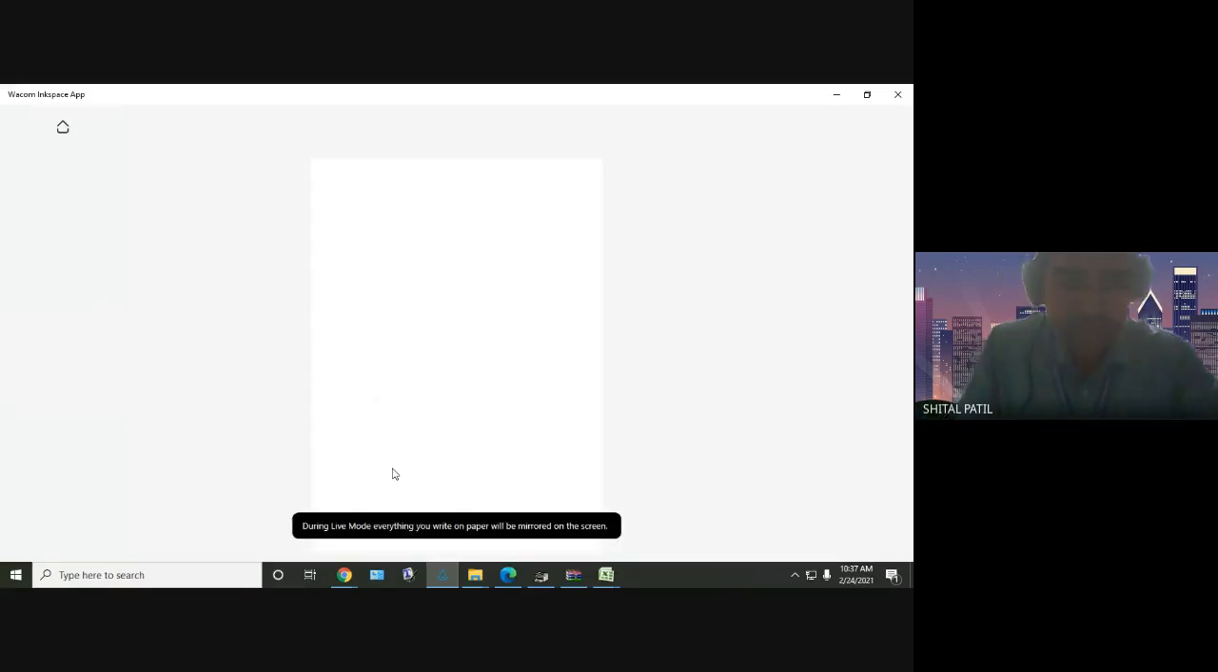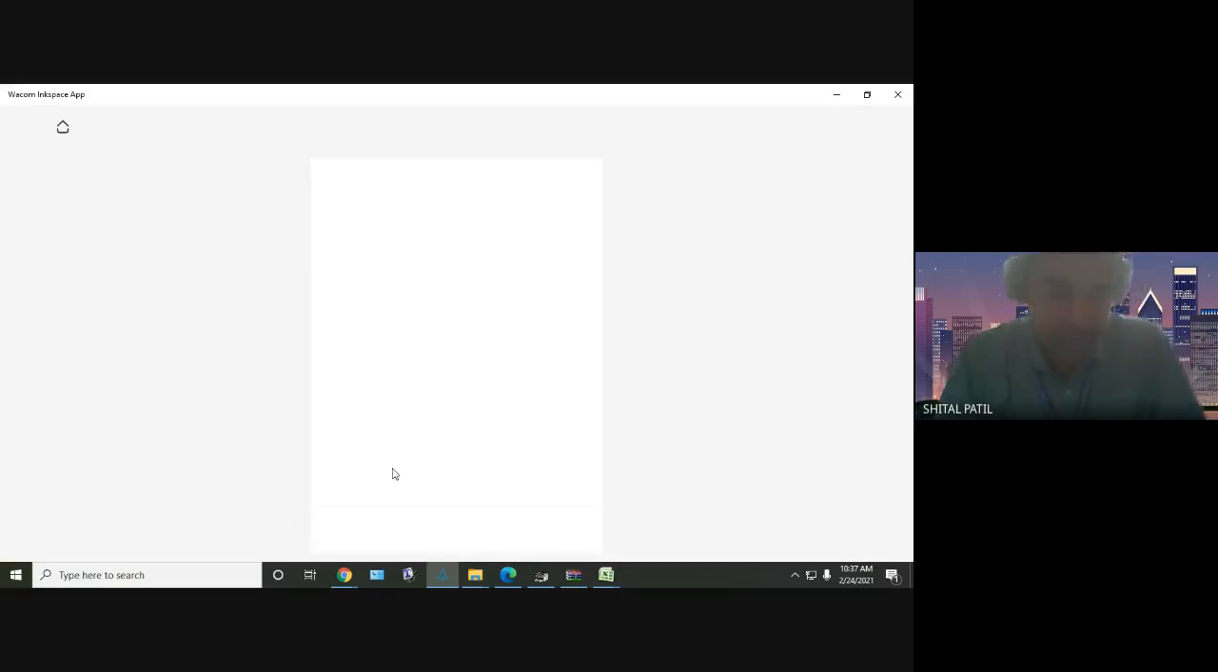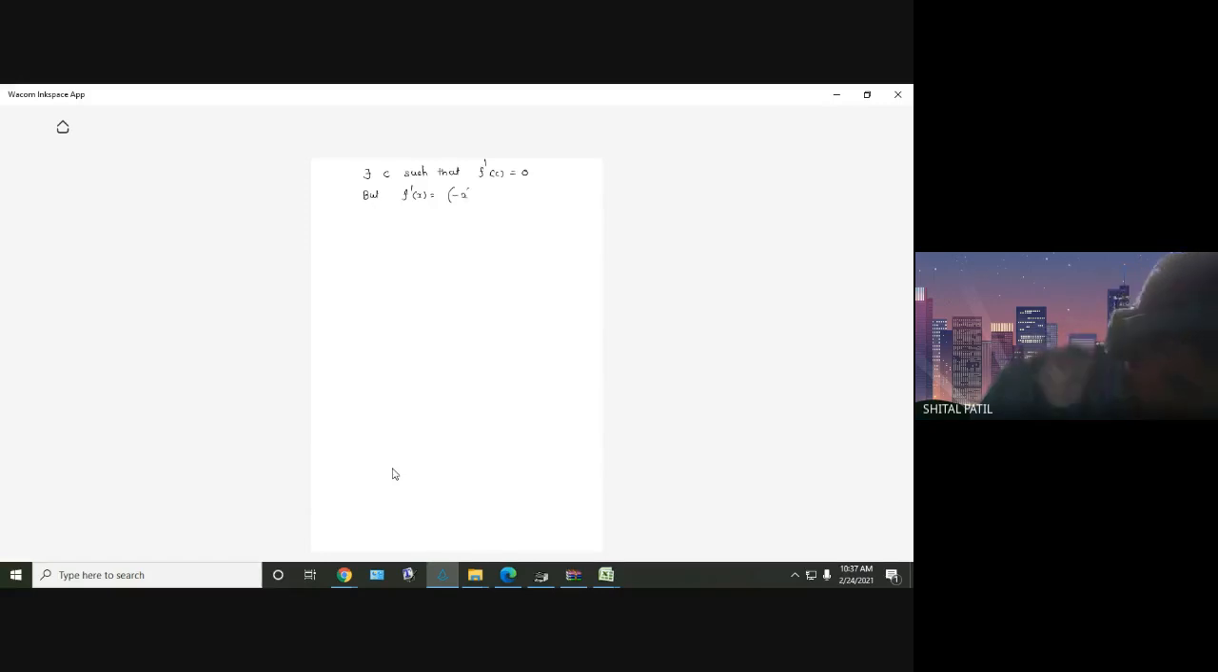Therefore, there exists a point c such that f dash of c equal to 0. But write f dash of x, पहले इसको लिखते हैं. क्या है ये? minus x square plus 4x minus 2 e raised to minus x.